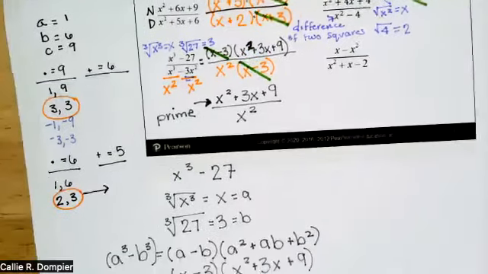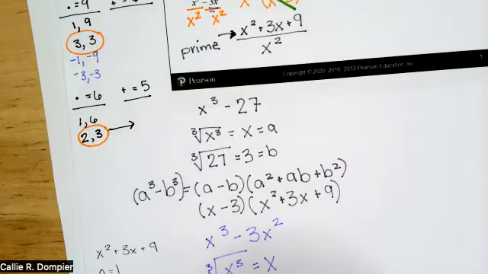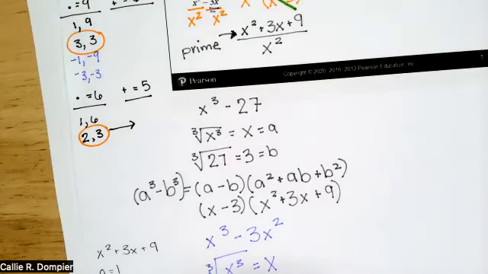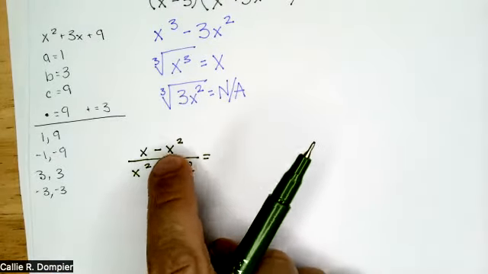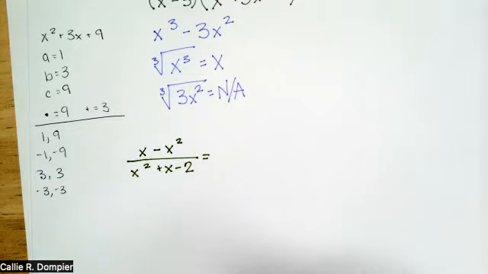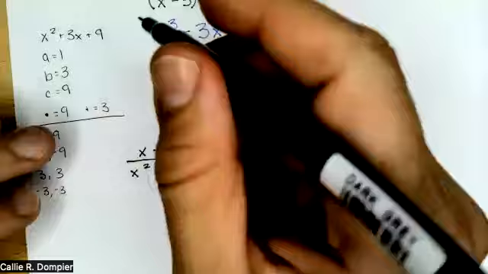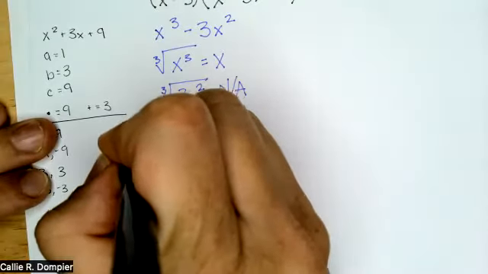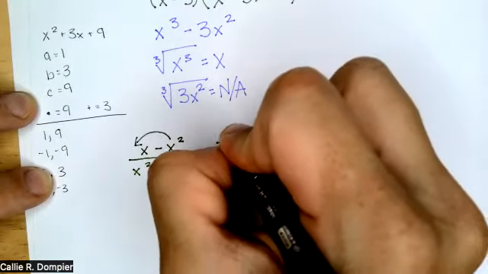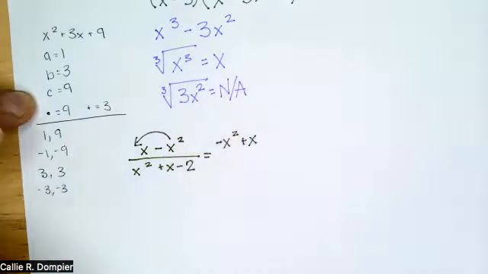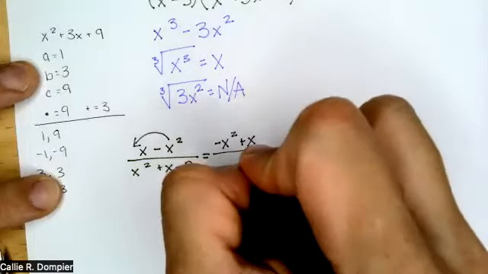Last one on this page, I'll start down here. It's a little bit challenging. So I have x minus x squared over x squared plus x minus 2. Sorry, couldn't even see it. So x minus x squared, again, I don't have a perfect square. I certainly don't have a perfect cube, but I do see that these are in the wrong order. You should always have them in descending order or standard form. So I'm going to change it to negative x squared plus x. It's not going to change the correctness of your answer.